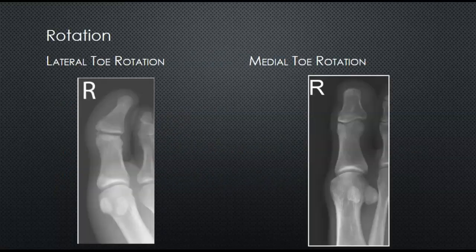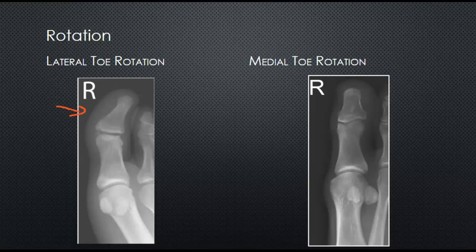So let's talk about toe rotation. When we have lateral toe rotation, when the foot is turned on its lateral side, you will start to see that the soft tissue of the phalange is greater on the medial side of the toe, as you can see here.